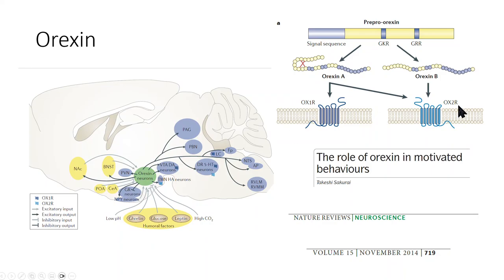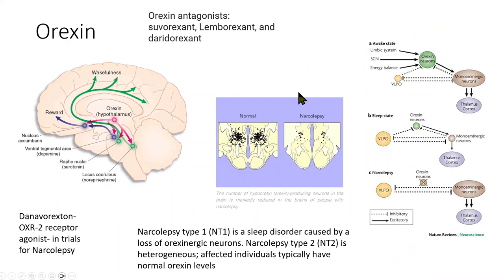It has two types of receptors. In narcolepsy, people have reduced orexin neurons, and so using a receptor agonist makes sense. Now, it is appetite promoting, and it's also wakefulness promoting. It stimulates wakefulness. Here's the mechanism over here. The bottom line, and that's why, of course, if insurance companies will permit us, we can use the orexin antagonists to help insomnia.